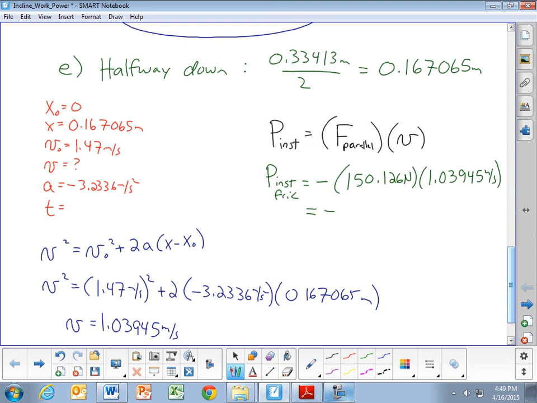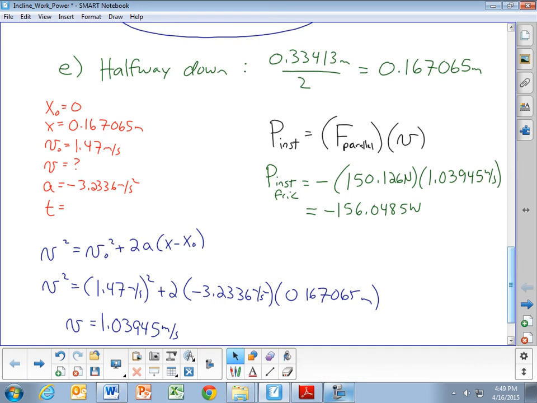So that gives me negative 156.0484.85 watts. So that means that friction is taking away 156 joules per second right at that point. Again, at the beginning, when it's moving faster, friction is taking away energy quicker. At the end, when it's moving slower, it's not traveling as big of a distance in the same amount of time, and so friction is taking away energy at a smaller rate.